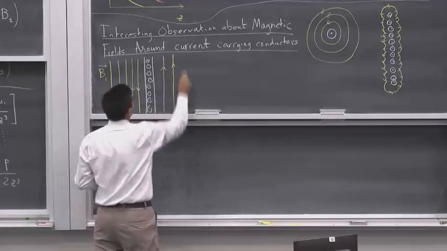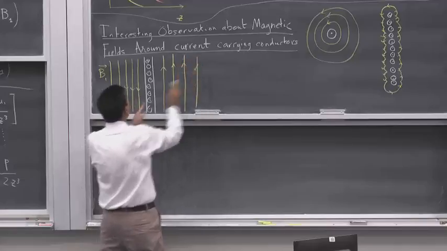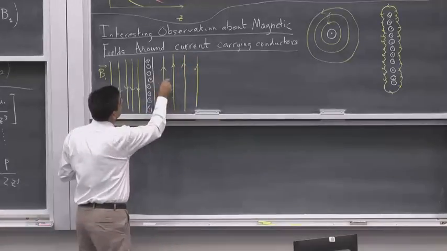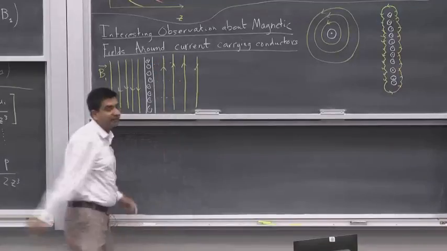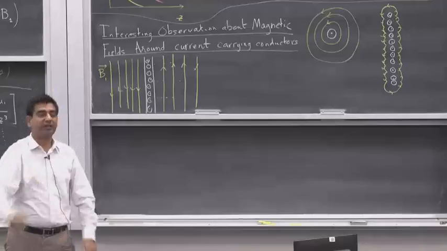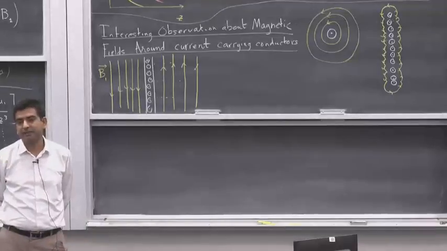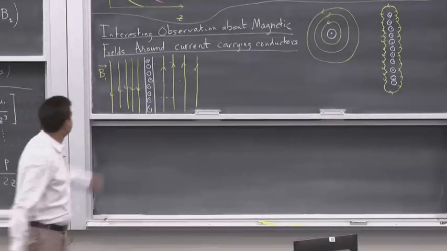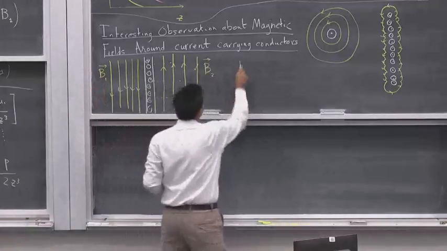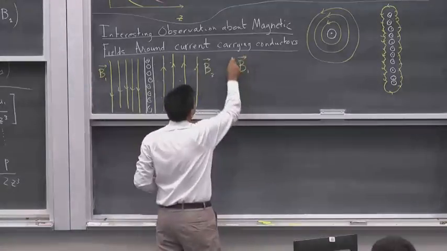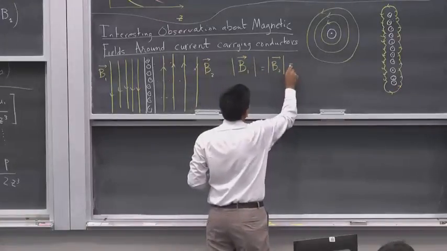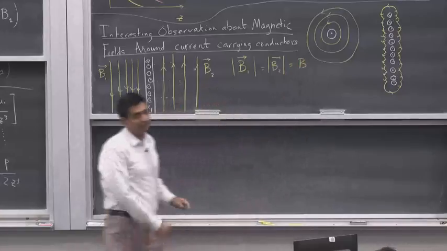And the field is going to be uniform. So it's not going to change with distance, and the field is going to be the same at this plane as it is at this plane, as it is at this plane. So it's a truly uniform field due to this infinitely sized current carrying sheet. So this field is B1, this field is B2. They are in the opposite directions, and we would assume by symmetry that B1 is the same as B2 in magnitude. Let's call this field B.